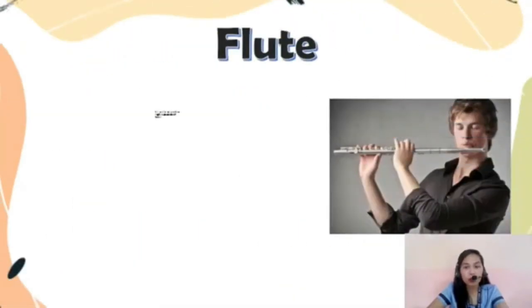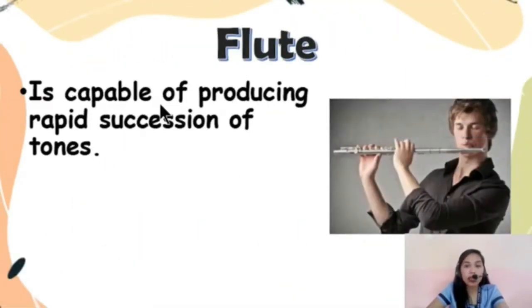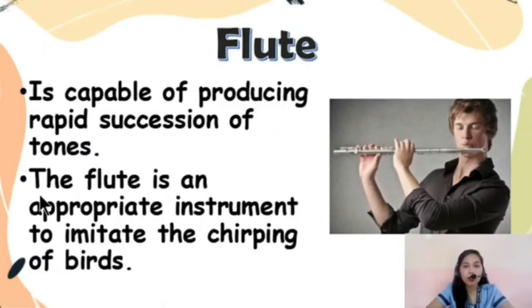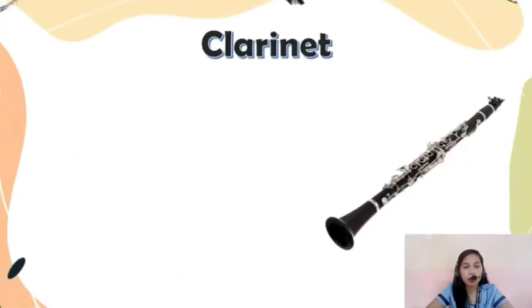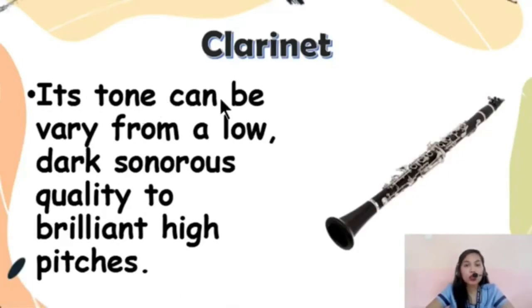Next is the flute. It is capable of producing rapid succession of tones. The flute is an appropriate instrument to imitate the chirping of birds. The next one is the clarinet, and this is what it looks like. Its tone can vary from a low, dark, sonorous quality to brilliant high pitches.